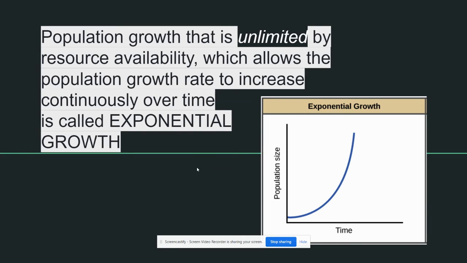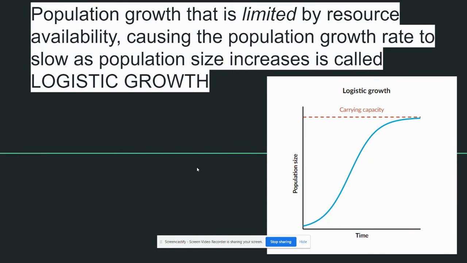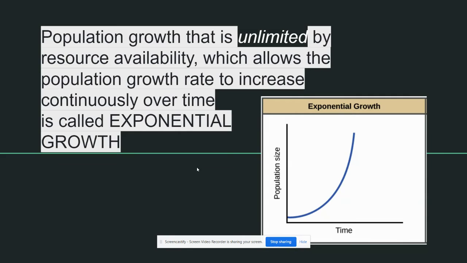So there's an example of a type of growth. There's two types of growth: exponential growth and logistic growth. So what is exponential growth? Let me read to you the definition. It says population growth that is unlimited by resource availability, which allows the population growth rate to increase continuously over time, is called exponential growth.